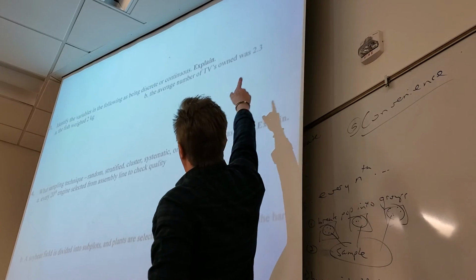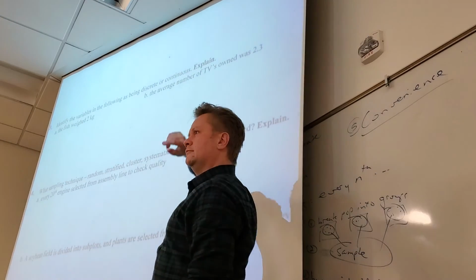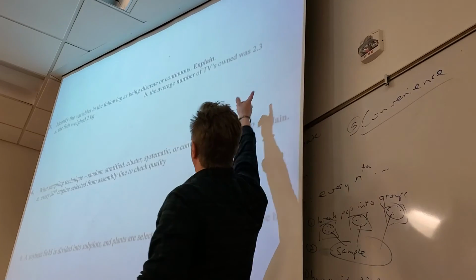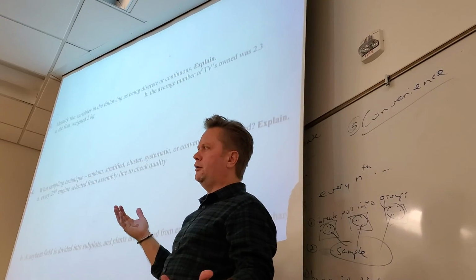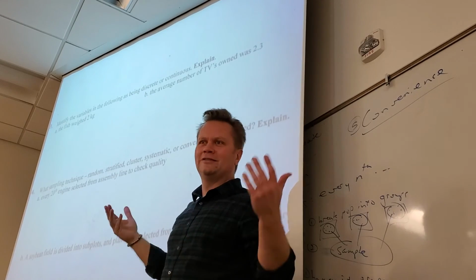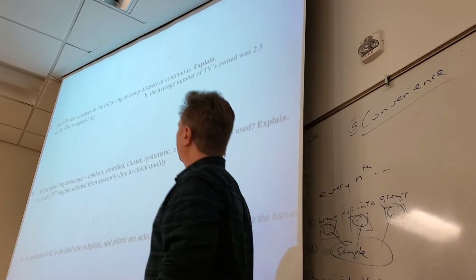Average number of TVs owned was 2.3. Yes, just because this is a decimal doesn't mean anything. The number of TVs is discrete. You don't say, well, it's 0.3 because it only works every third Tuesday. No, right? Come on, TV. All right.